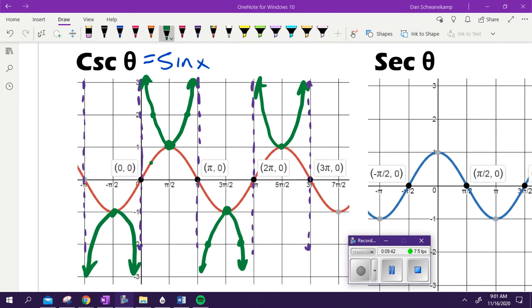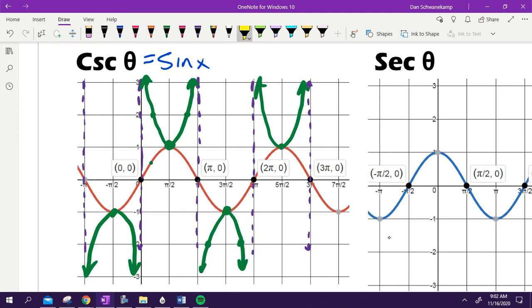How many period lengths of that cosecant graph did I draw? So looking at just the green line that I drew, how many period lengths did I graph? Talk to your neighbor and explain why. Show me with your fingers how many period lengths do you think I've graphed up there? Good. There are 2.